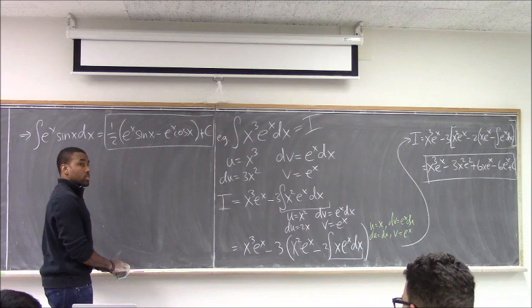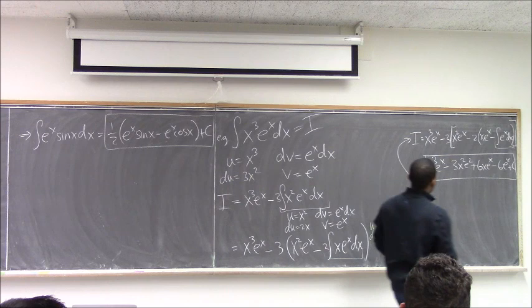I'm sorry, is it minus 3x squared e squared or e to the x? Yeah, that should be an x, e to the x.